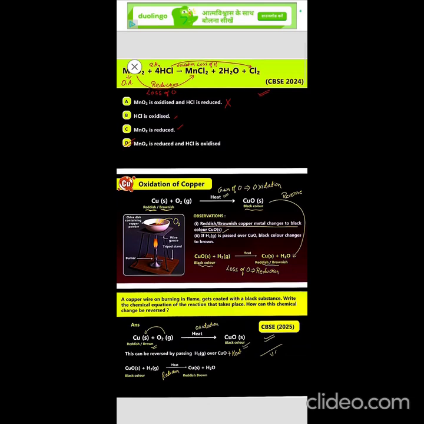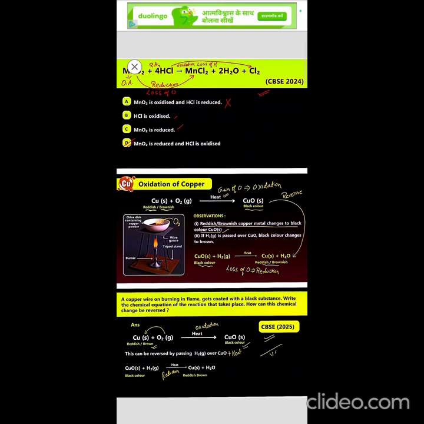Let's take another example. That is oxidation of copper. Cu, copper, plus O2, oxygen, gives CuO, copper oxide. Copper is reddish brown in color. The copper oxide is black in color. So here addition of oxygen occurs. Oxygen is added to copper. So it is an oxidation reaction. Cu gives CuO. This is an example of an oxidation reaction.